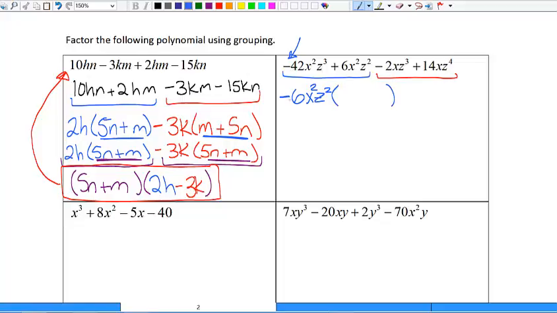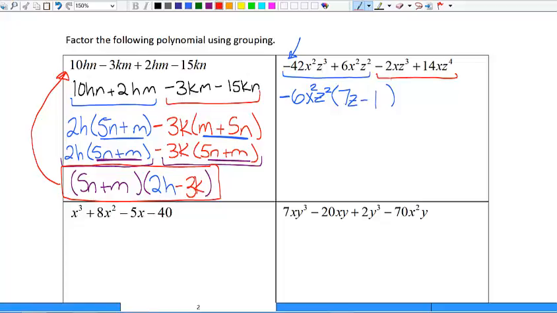Negative 42 divided by negative 6 is positive 7. X squared divided by x squared is 1. I don't need to write it because I already have a 7. Z cubed divided by z squared is z. Positive 6 divided by negative 6 is negative 1. X squared divided by x squared is 1. I don't need to write it because I already did write 1. Z squared divided by z squared is 1. So it looks like my inside parentheses is just 7z minus 1.